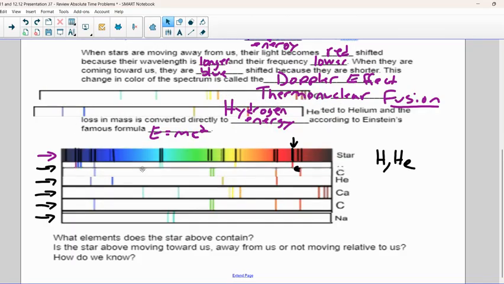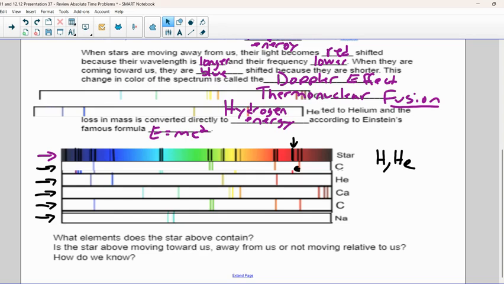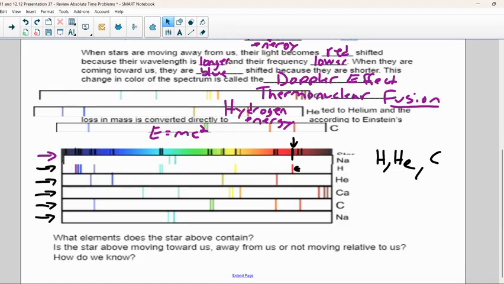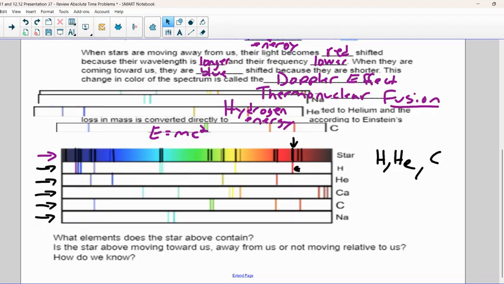When I check for carbon, let's see if I get that. So they should match up, and they do for the most part. It didn't do this perfectly, but it has carbon because the lines match up. And then finally, I'm going to check sodium. And when I check sodium, I see that the lines don't match up. My two blue lines there are missing, and so it doesn't have sodium. So my elements present are hydrogen, helium, and carbon. So that's what it has here.